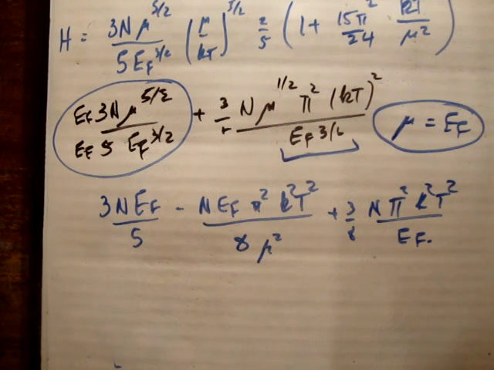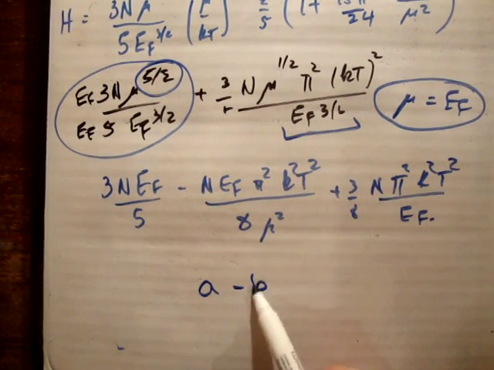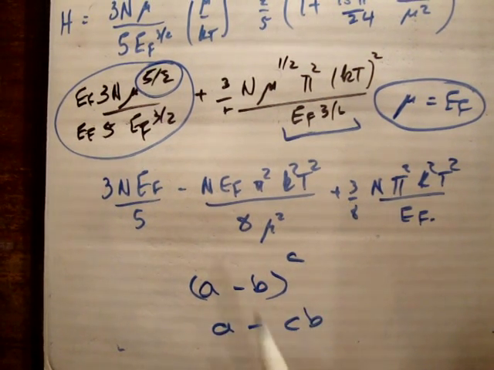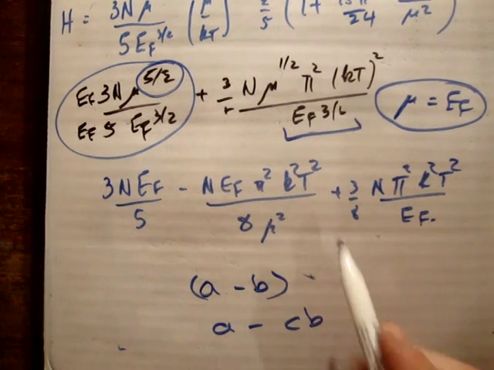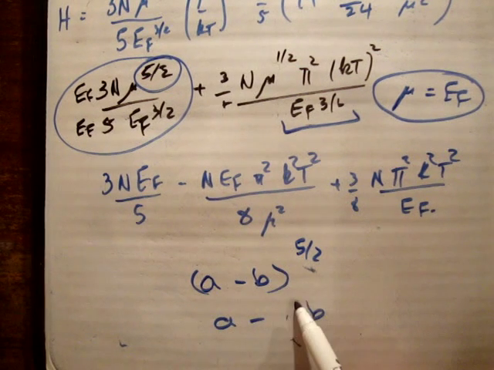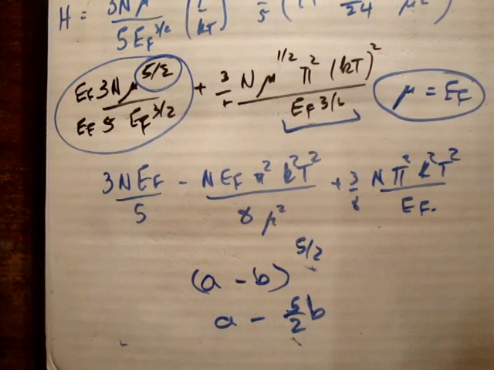what I should have said to you there was, we had our 5 over 2 on top, so I applied a Taylor expansion, and very quickly what that was, if you have A minus B, we'll say to the C, and C is small, it becomes A minus C times B. And I did that, so say if we had A minus B to the 5 over 2, that becomes A minus B times 5 over 2, like that. And I applied that in here.